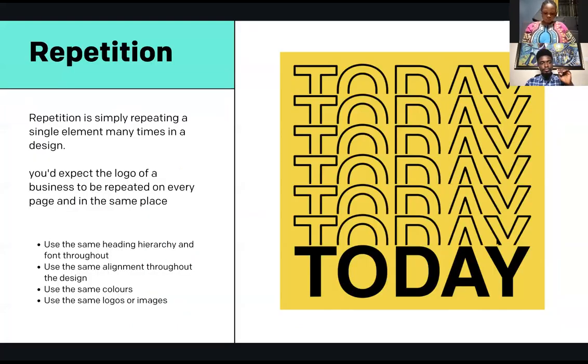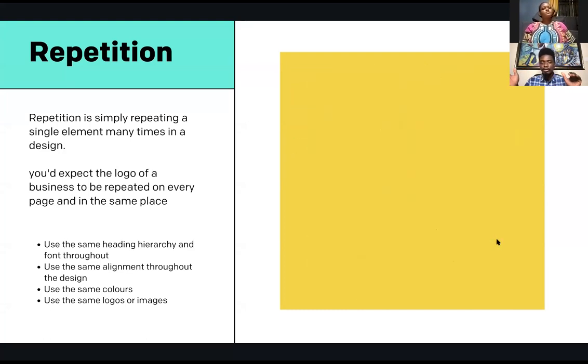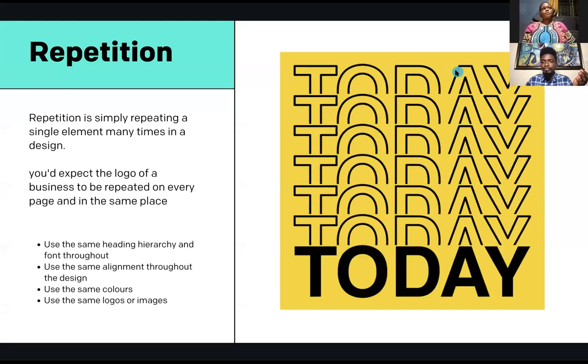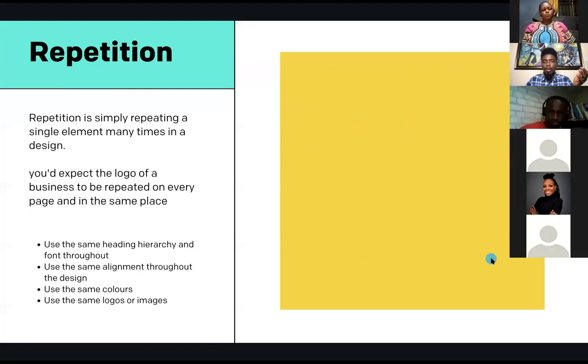Okay, repeating elements. That's basically repetition. All right. So in terms of actual design and usage, you would expect the logo of a business to be repeated on every page in the same place. For example, like business cards. When you do a business card for an organization, right? The business card is going to have some similar elements that are in the exact same place for everyone, right? So that's how repetition works. Okay, once you repeat the exact same thing, that's basically what repetition is.